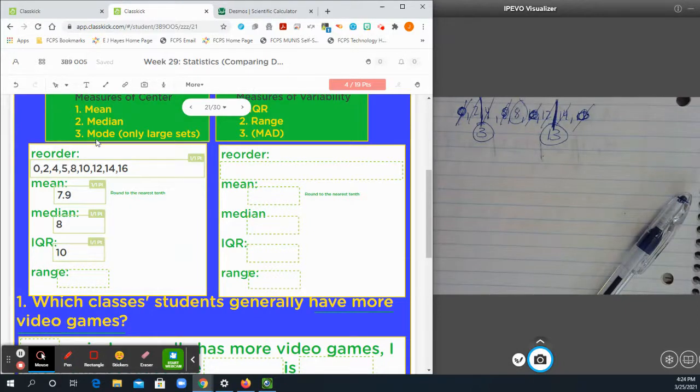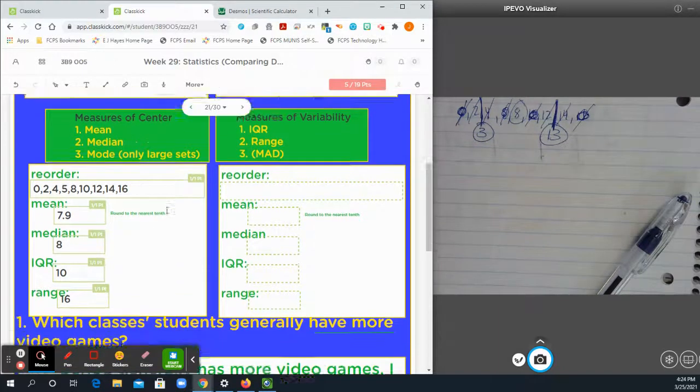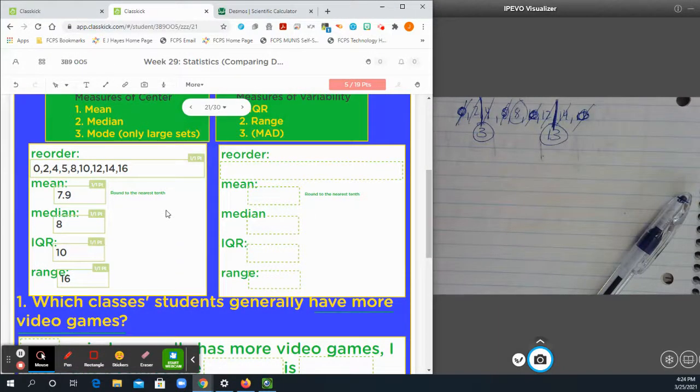All right, last but not least, we've got our range. 16 minus 0 is 16. All right, let's do this next one real fast. I would recommend pausing. Go ahead and try to do it on your own. And then turn me back on when we go over it. I'll try to go quickly.